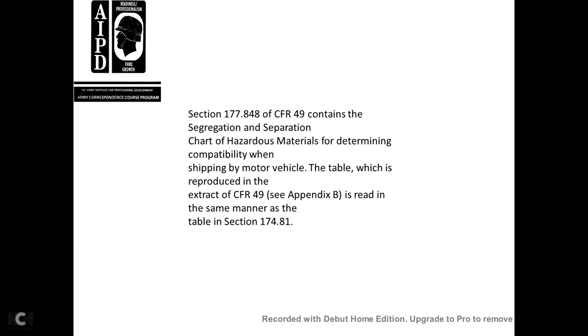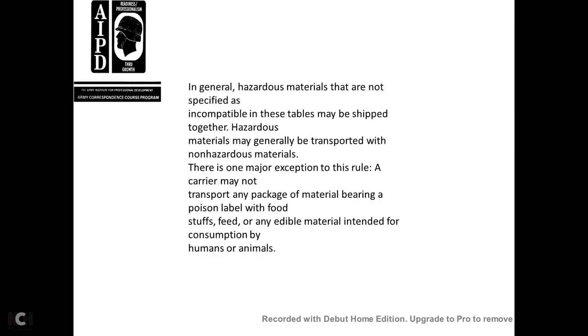Section 177.848, Title 49, contains the segregation and separation chart of the hazardous materials, which determines the capability of the shipping motor vehicle. The table is reproduced with the extract of the CFR Title 49, Appendix B, with the reading of the same name, Section 174.81.